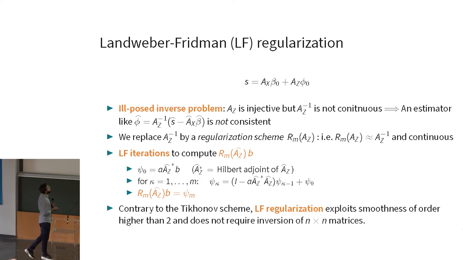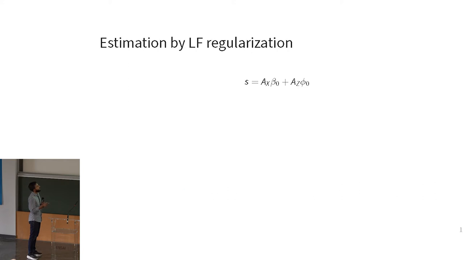So, let's switch to the estimation. We'll estimate the model in two steps. First of all, we will estimate the beta naught, the parametric part of the model, and then, given the beta naught, and given an estimate of S, we'll estimate phi naught by inverting the Az, by using the Landweber-Fridman scheme.